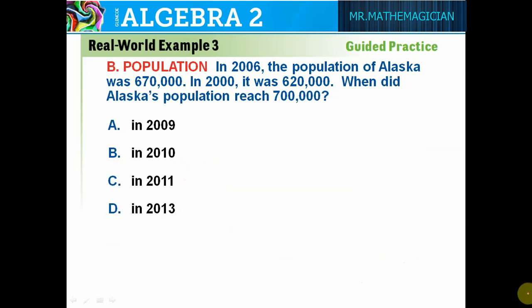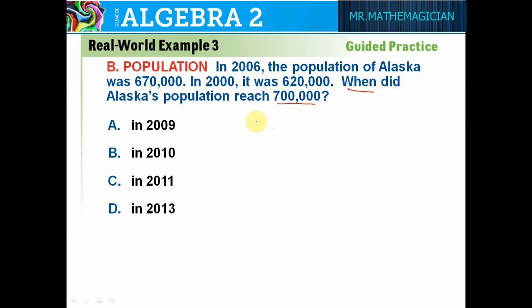Now in 2006, the population of Alaska was 670,000. In 2000 it was 620,000. When did Alaska's population reach 700,000? This is our aim. We need to reach this one, and we need to know when. We need to know the time.